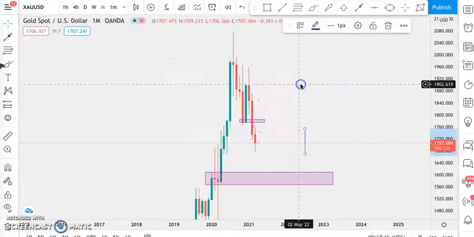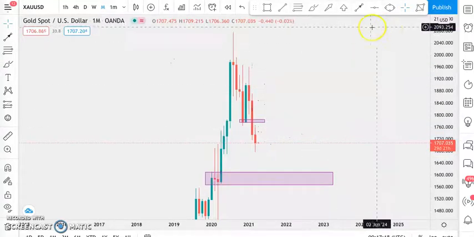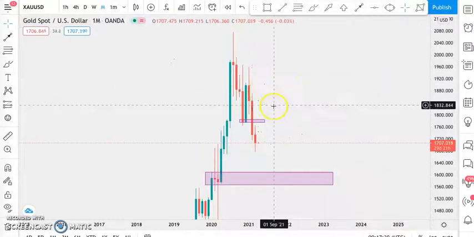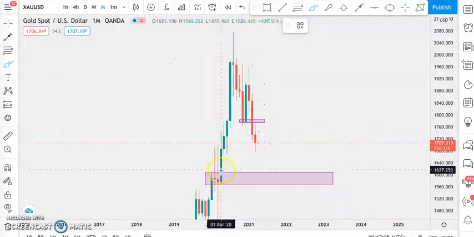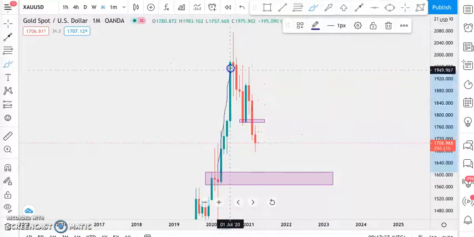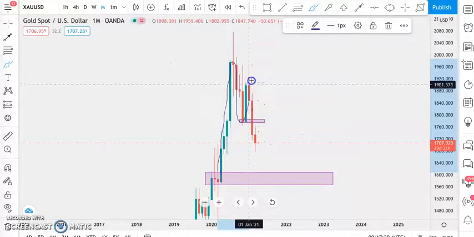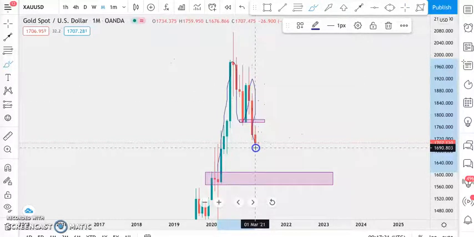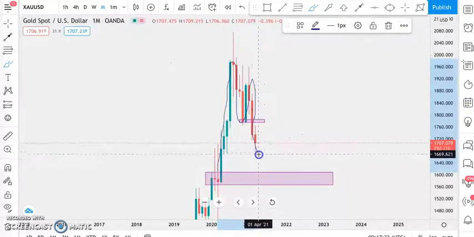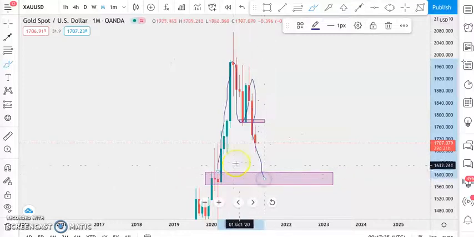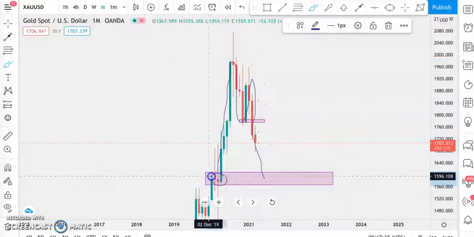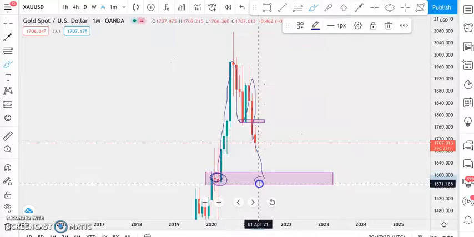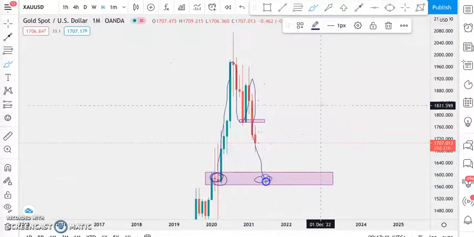Now, we are looking at the monthly time frame of the gold currency pair, and we can see that the market is currently making this nice M pattern here. Now we do still expect the markets to continue to the downside, possibly for the retest of this strong demand area, which should become support here.